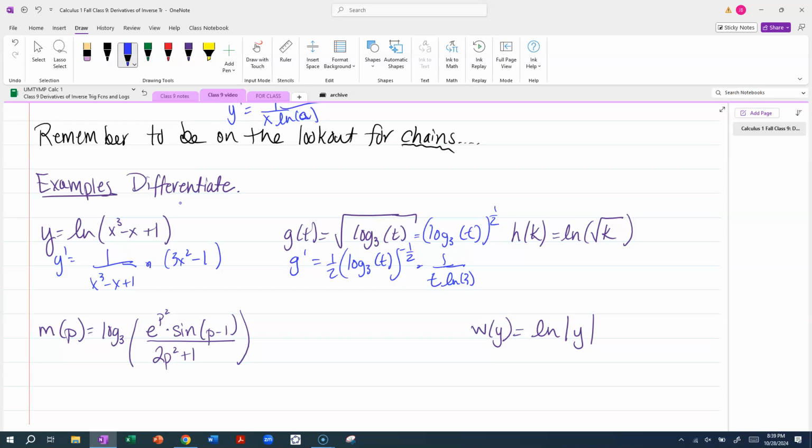Now h. You look at that and you're probably just going to plow ahead. I'm going to tell you you can do that, but just remember that there are certain properties of logarithms that you can maybe use to your advantage. This is k to the 1/2 power. And remember that exponents inside of a logarithm can come out front as a coefficient. So this is actually just 1/2 natural log of k. The advantage of this form is you don't have to do a chain rule. So avoid chains if you can.